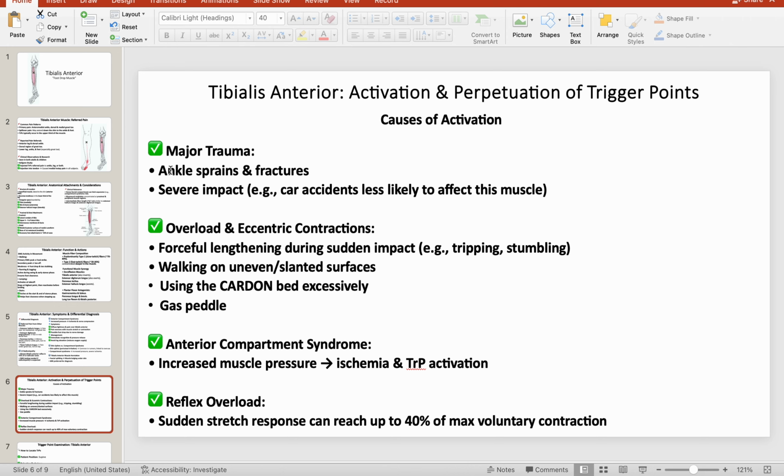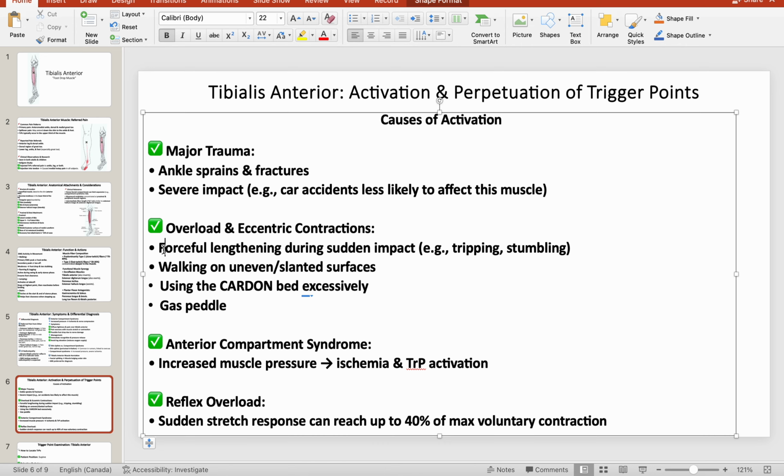It can be major trauma. I've had a patient that came in with major trauma, multiple surgeries. They have trigger points in the tibialis anterior. Severe impact, all of these things. Overloading, right? Eccentric contractions.